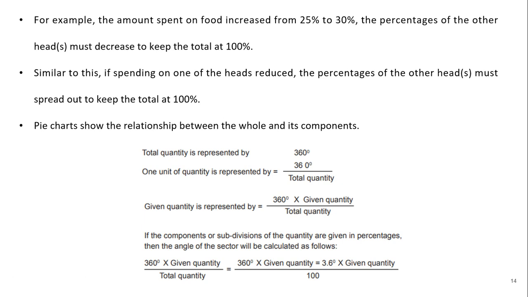In a pie chart we represent the total quantity by 360. One unit of quantity is represented by 360 divided by total quantity, and a given quantity is represented by 360 into given quantity divided by total quantity. So this is the simplest mathematical formula. If components or subdivisions of the quantity are given in percentage, then the angle of the sector will be calculated as 360 into given quantity divided by total quantity, and in terms of percentage the total always comes as 100. So the formula is 3.6 into given quantity, or we can divide by 100, so one and the same thing.